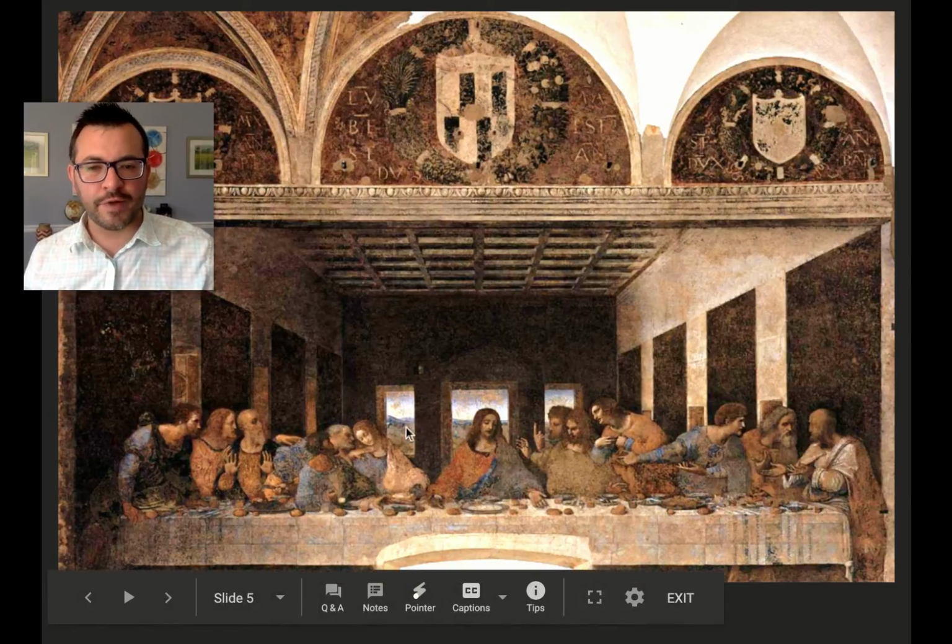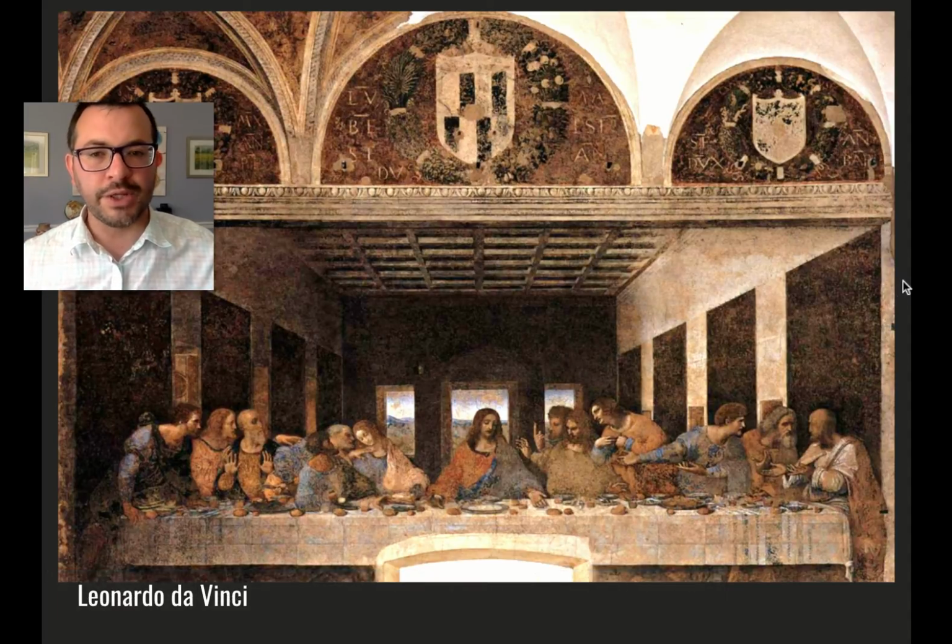In this version of the painting, Judas, who is this figure right here, is included with the rest of the group. And the only way that you know that he's Judas is his face is slightly in shadow, which makes him appear a little bit more sinister. And he's holding a bag of silver coins, which would be the coins he was paid to betray Jesus.